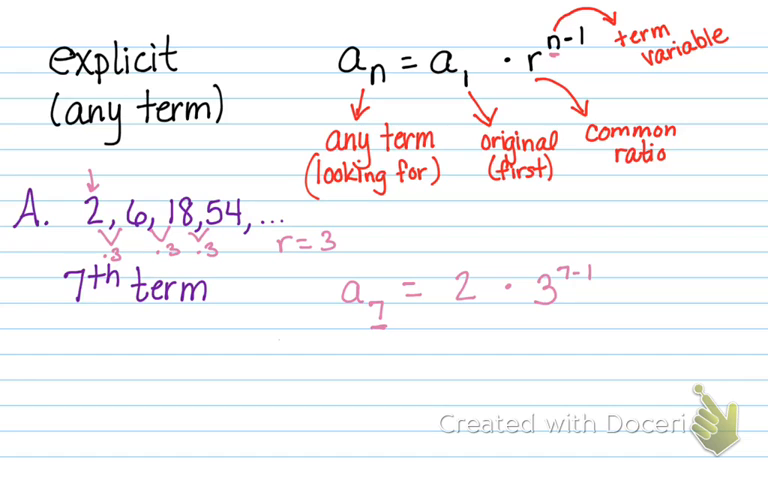So now let's simplify that down. That's a sub 7, we're looking for the 7th term, 2 times 3 to the 6th. Now remember, you're going to do 3 to the 6th first. You can use your calculator for that. So 3 to the 6th power, let me see what it calculates as. 729, and then times 2. And so you would get the 7th term in this sequence is 1458. And that would be your answer.